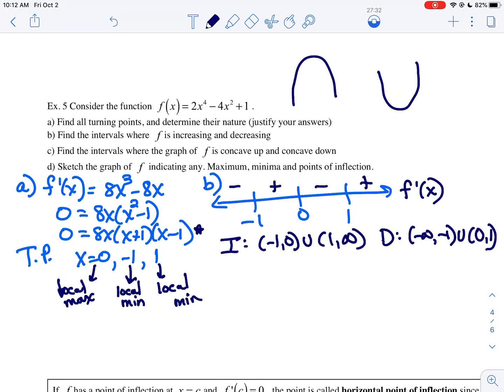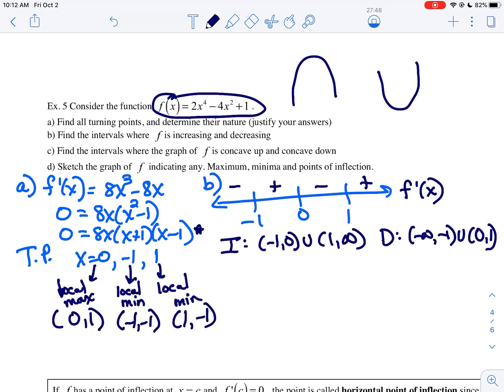And you can plug them in. Plug in x is 0 into f of x to find the ordered pairs. So that would be (0, 1), (-1, -1), (1, -1).